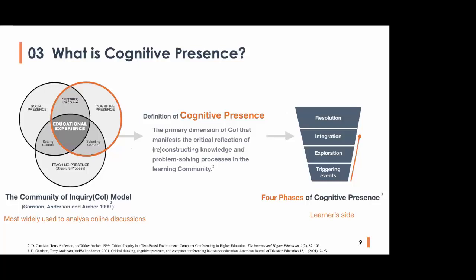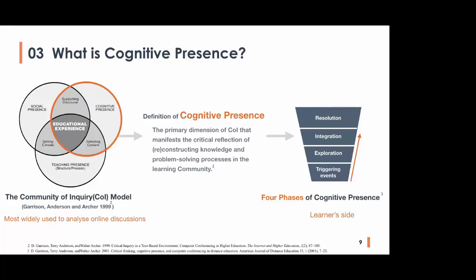After introducing our research questions, I'm going to talk about the basic theoretical frameworks and terms. What is cognitive presence? As we mentioned, the community of inquiry model developed by Garrison, Anderson, and Archer in 1999 is the most widely used framework to analyze online discussions in the past 2 decades. It describes the educational experience, including self-learning and collaboration between teachers and students. All of this learning engagement occurs in a virtual community with 3 dimensions: the cognitive dimension, social dimension, and teaching dimension.